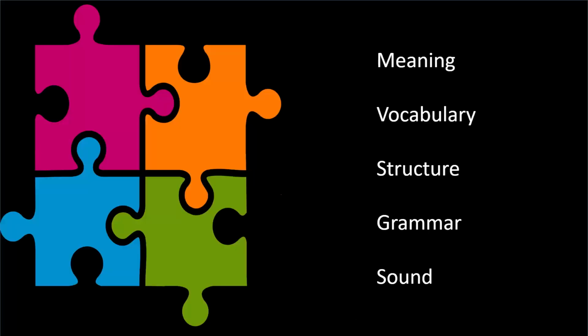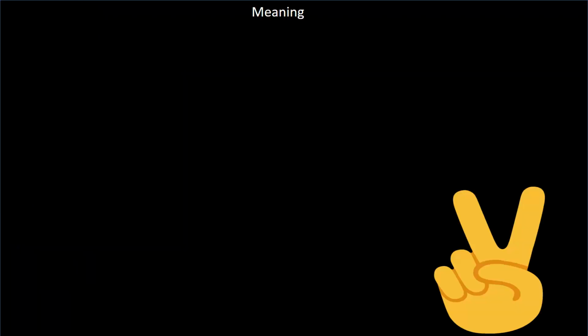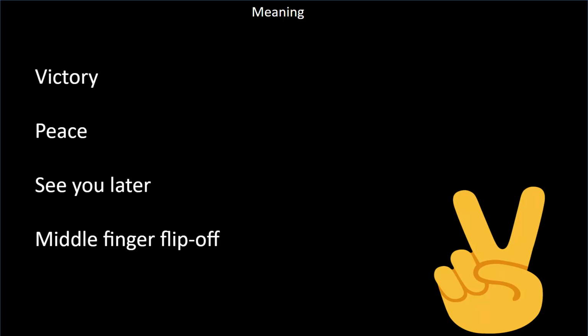Now let's talk about the characteristics of language. By its nature, all oral language has meaning, vocabulary, structure, grammar, and sound. But no symbol has meaning on its own. It only has the meaning that we assign to it. So how do you interpret this symbol? All of these choices could be correct, and most likely you made your choice based on your age or country of origin.